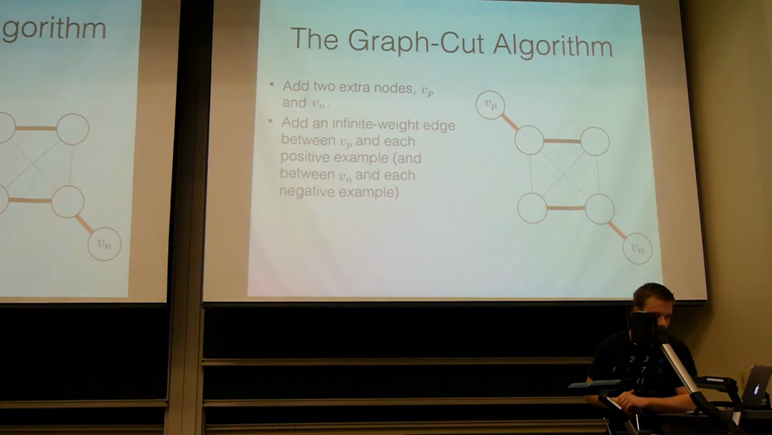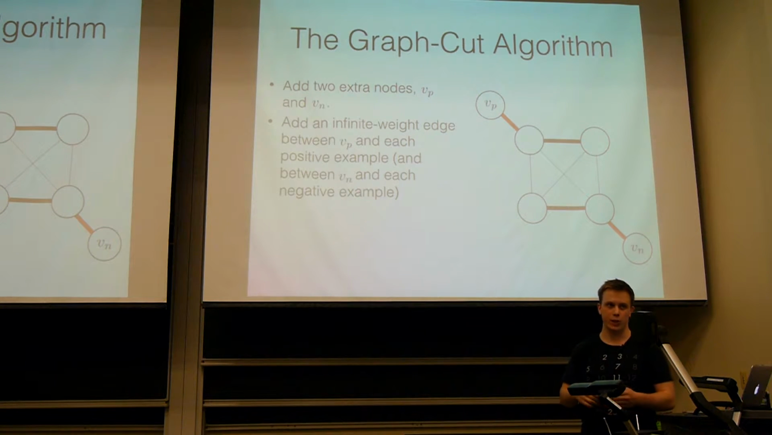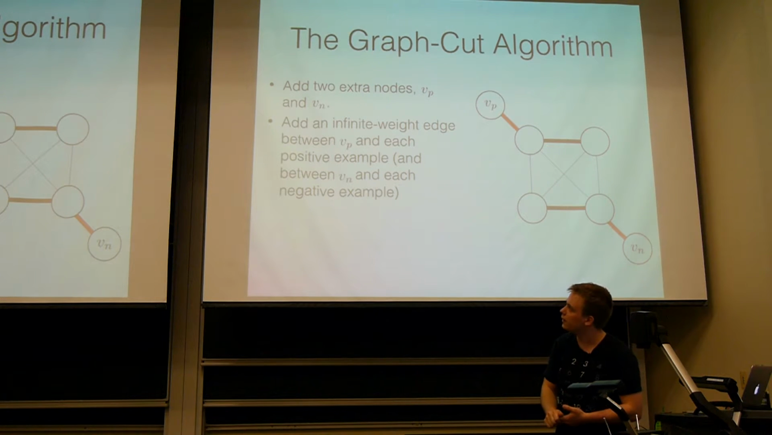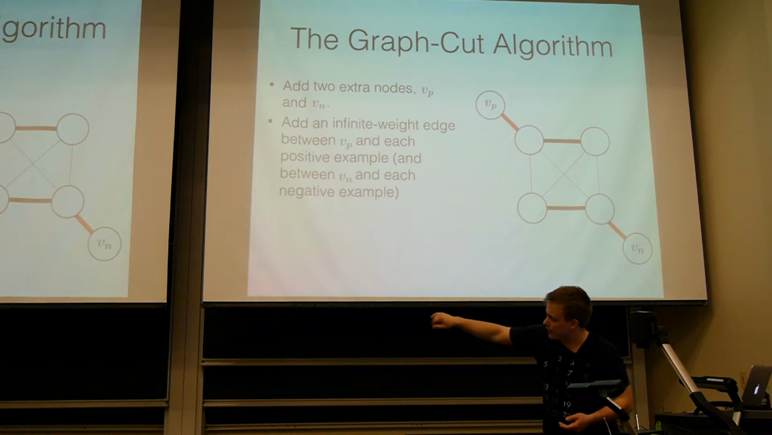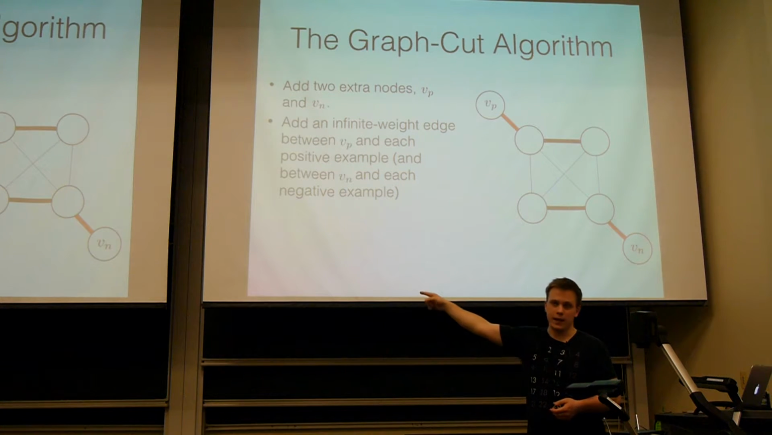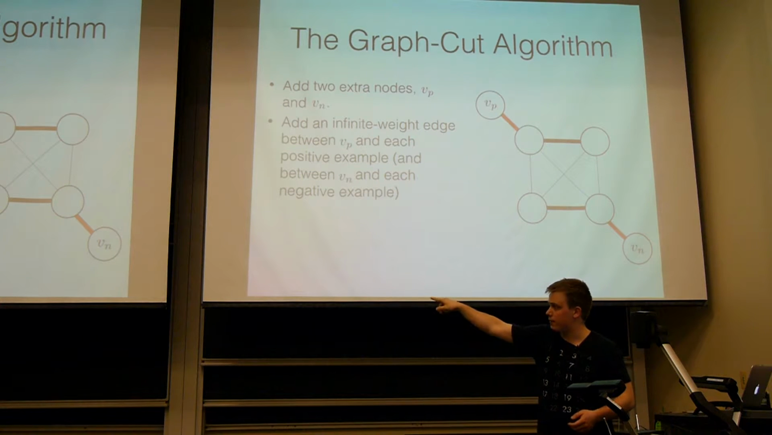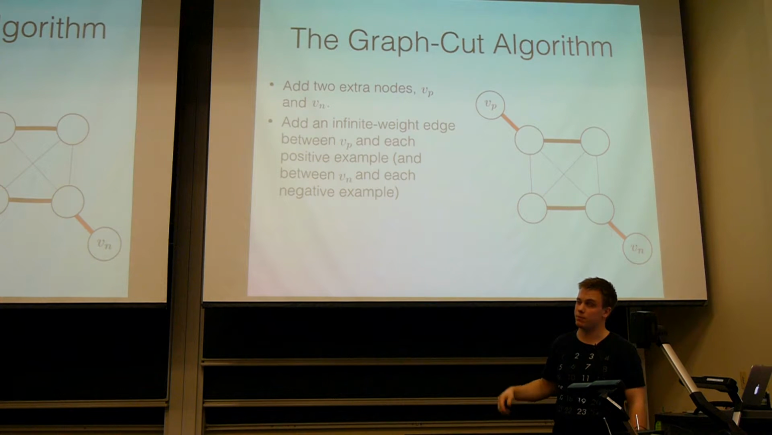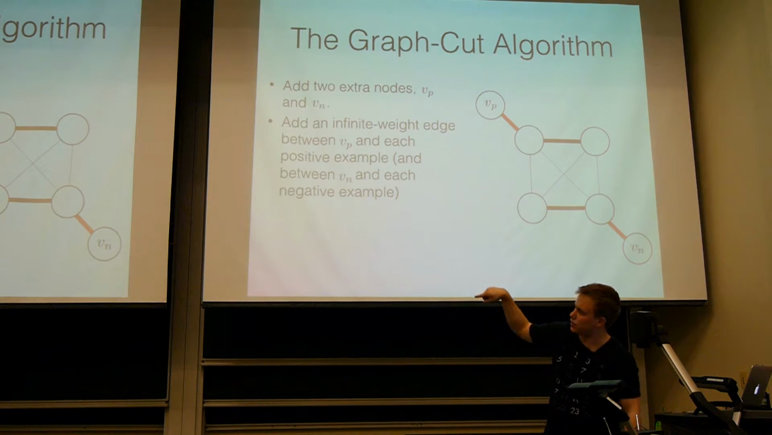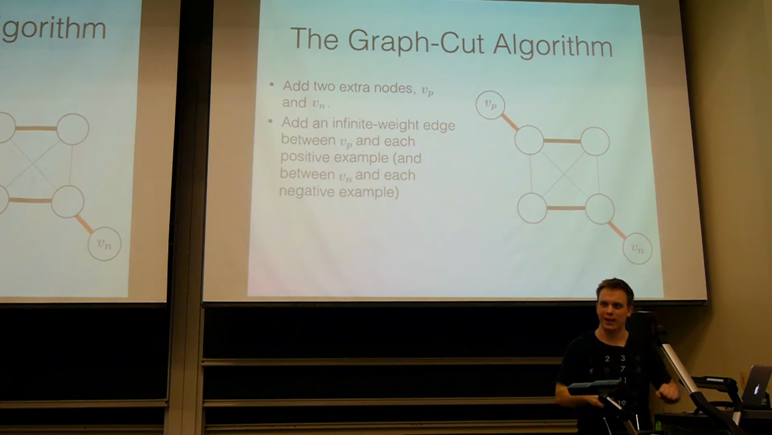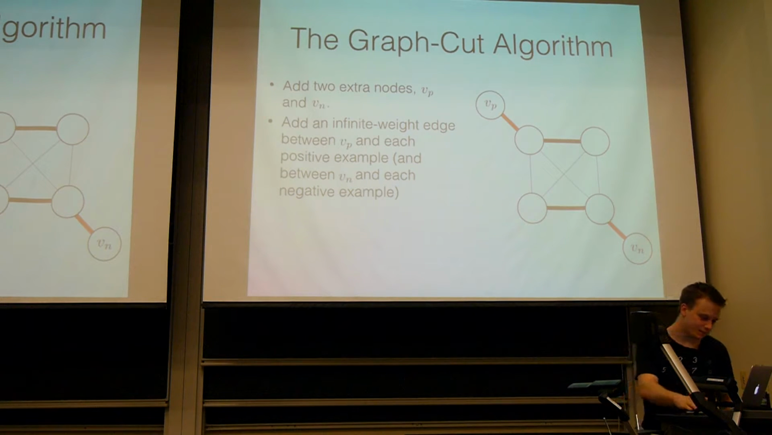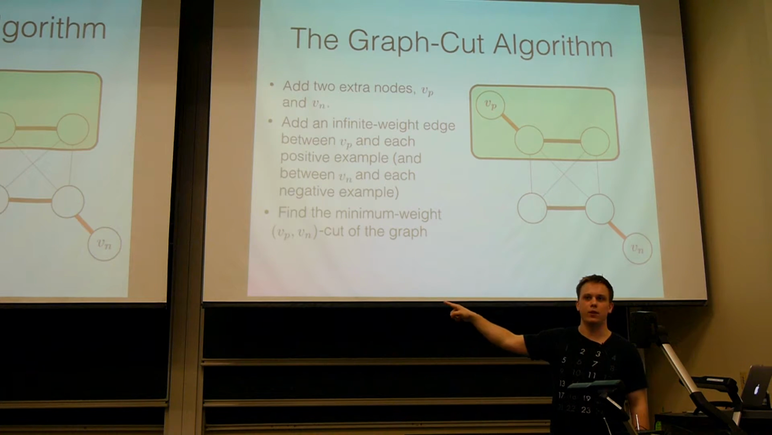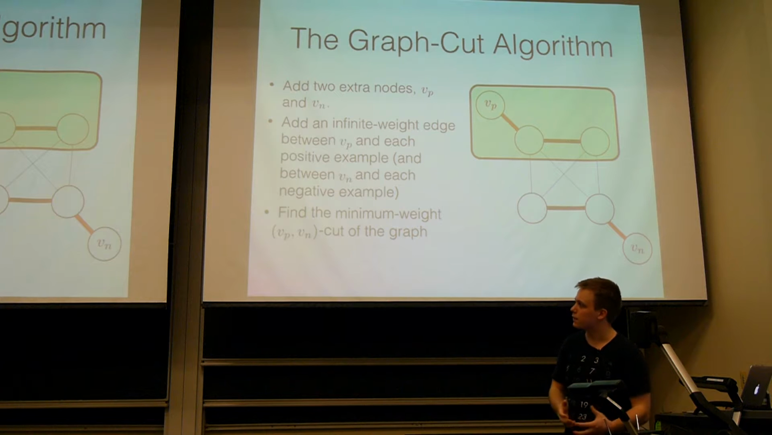Then we're going to add an infinite weight edge between any positive example and this VP node, which was supposed to encode positive labelings. Similarly, we're going to add an infinite edge between every negative labeled node and Vn. So in this case, the top left node was positive, and the bottom right node was negative. So we just added in these two edges, and I made them red to imply that you can't cut them because they have infinite weight. Then we're just going to find a minimum weight VP Vn cut of the graph.